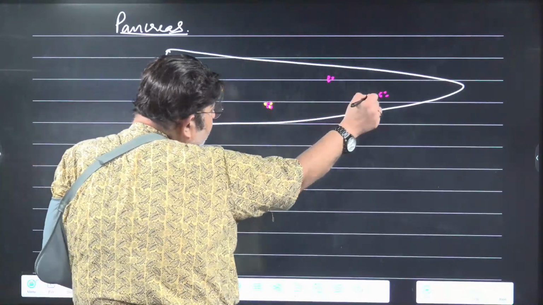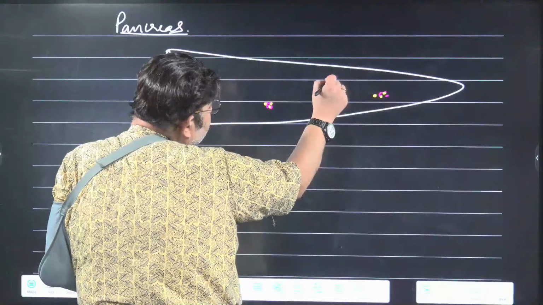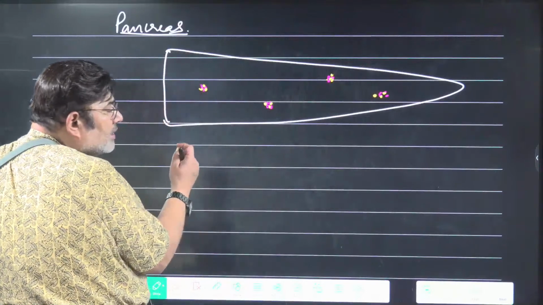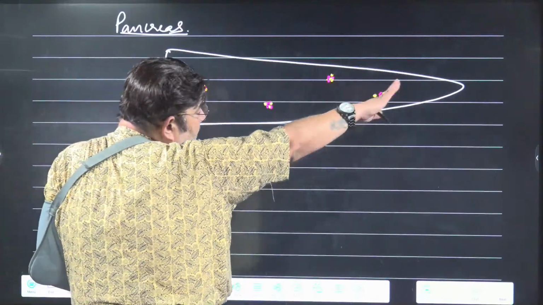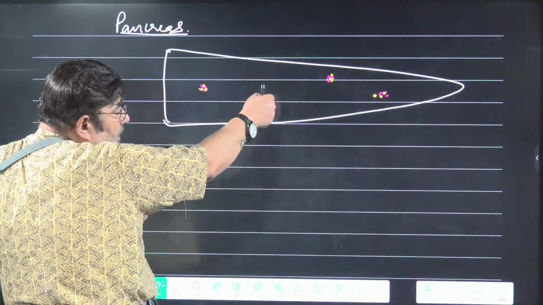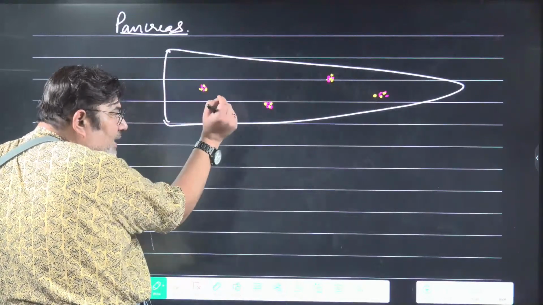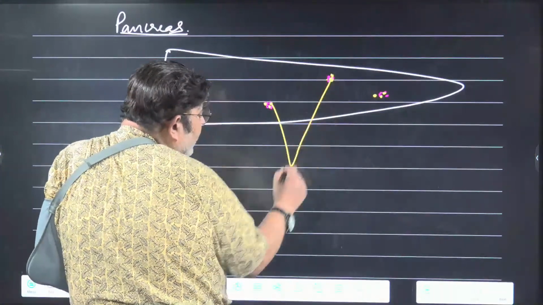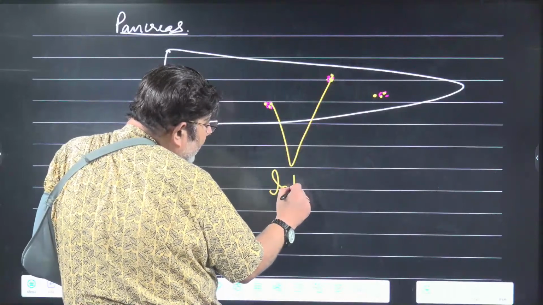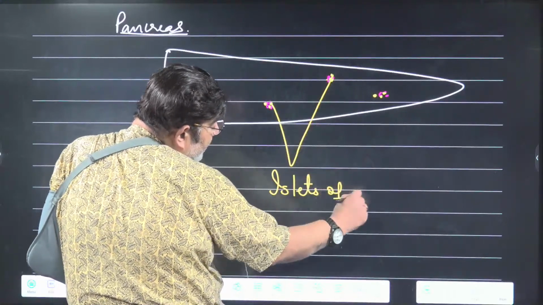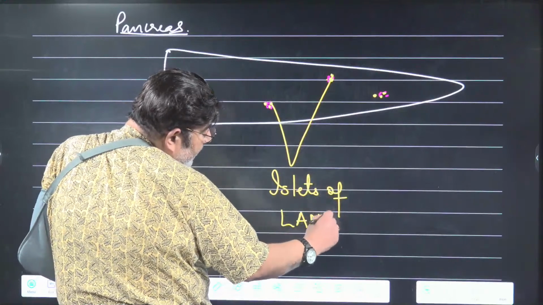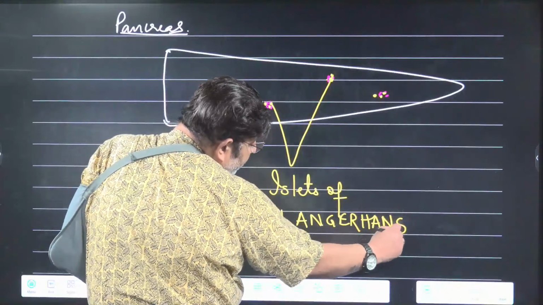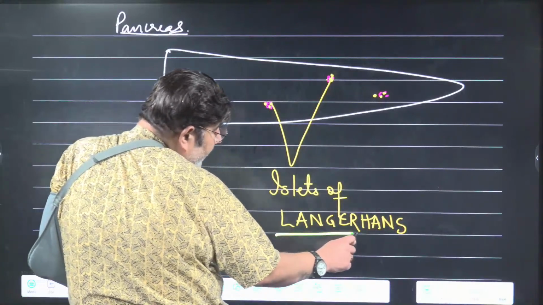You know what these clusters are called? These are called islands, just like in an ocean. Island means they are so small in comparison to the big size, which is compared to an ocean. They are very, very tiny islands, and we can call them islets. The scientist who explained them is called Langerhans. So we can call these islets the islets of Langerhans.